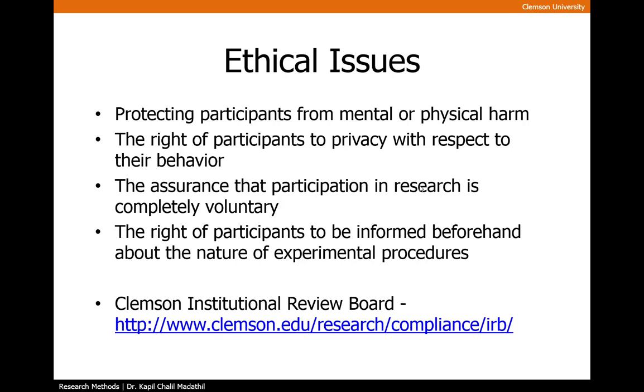In the human factors field, the experiment is considered to be reasonable in risk if the risks are no greater than the ones that are faced in the regular job environment. At Clemson University, we have the Clemson University Institutional Review Board, and you can go to this particular URL to understand the compliance requirements that are required of researchers when they're conducting studies with human participants.